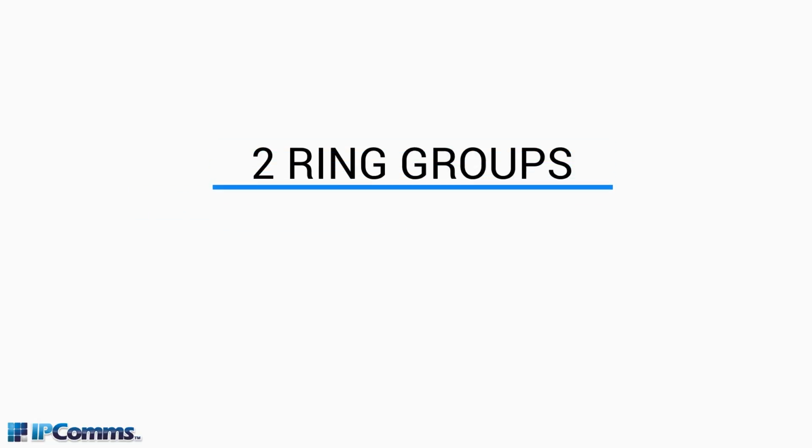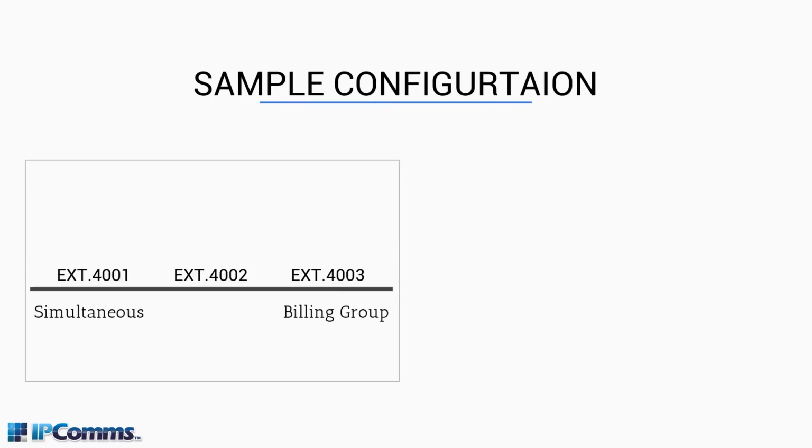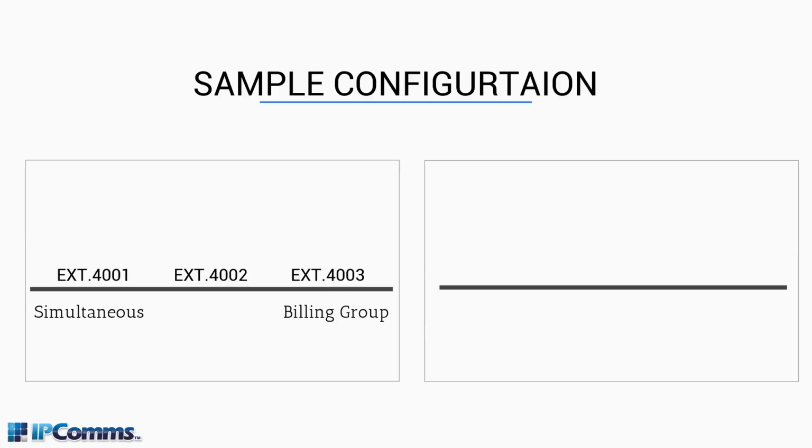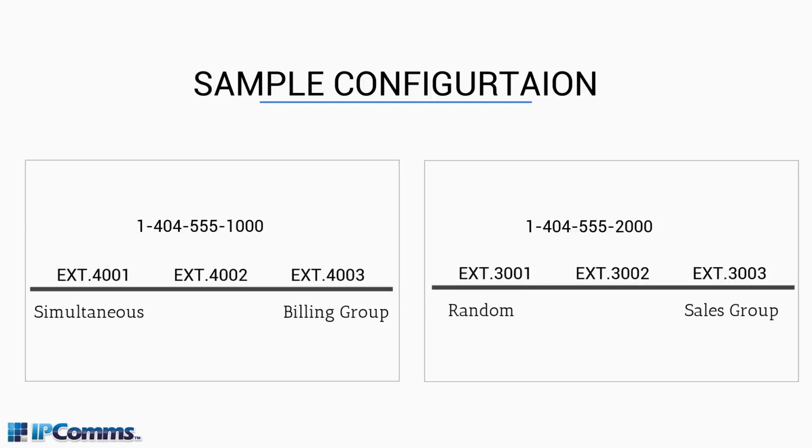In this tutorial, we will set up two ring groups. First, we will set up 3 extensions using the simultaneous method. The second ring group will also have 3 extensions, but these extensions will be configured with the random method. Each ring group will be assigned an external DID. This means that external callers can reach all members of this group by dialing a local phone number.